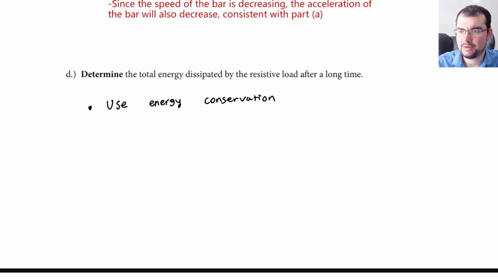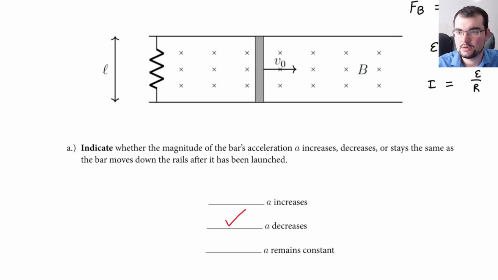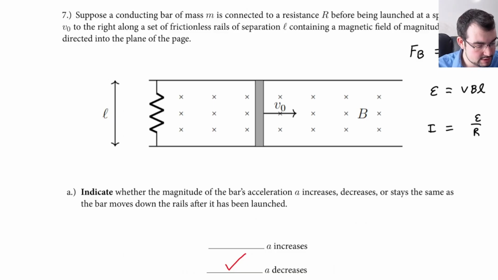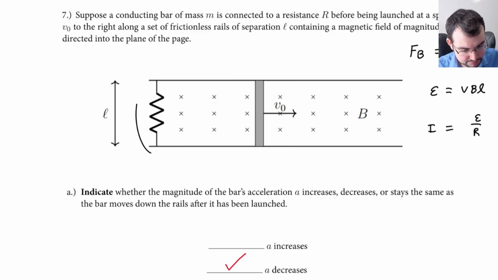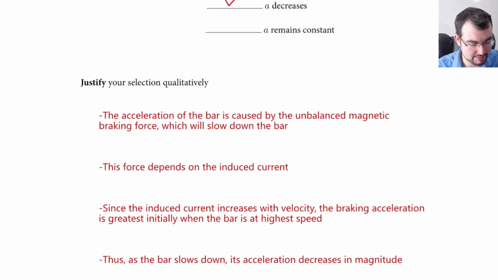And why can we do that? Well, notice that nobody is putting energy into this system. It's all being removed. So after a long time, this bar is going to be completely stopped by the magnetic force. So what that tells us is that all of the energy of this bar is being stolen by this resistor in the form of heat.